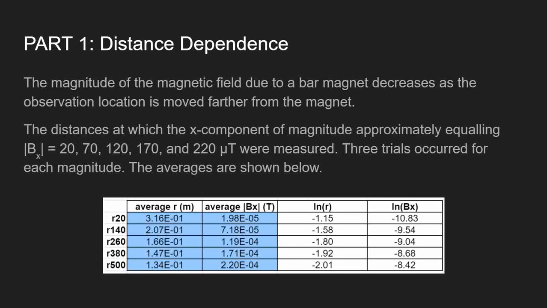The magnitude of the magnetic field due to a bar magnet decreases as the observation location is moved further from the magnet. The distances at which the X component of the magnitude approximately equaled 20, 70, 120, 170, and 220 were measured. Three trials occurred for each magnitude, and the averages are shown below.